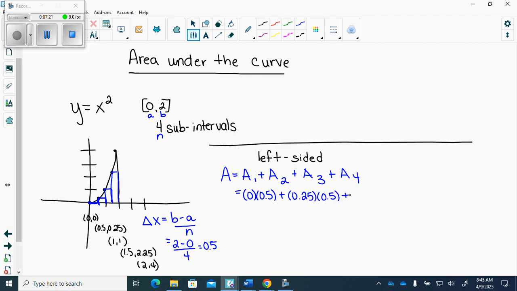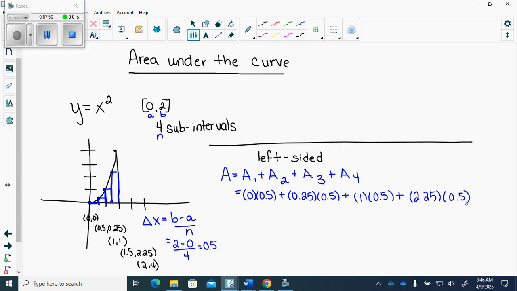Area 3. What's my height? 1. And what's my width? 0.5. Area 4. What's my height? 2.25 and 0.5. Why am I not using 4 in this? Pardon? The rectangle doesn't go there. That would be a right-sided rectangle, right?